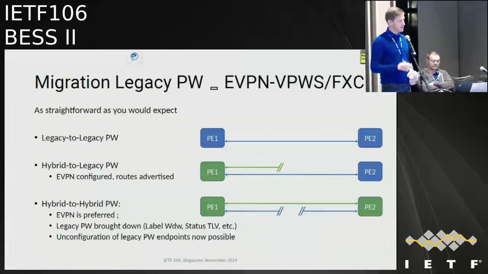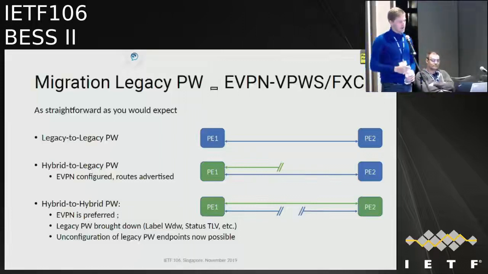So how does the migration from legacy to EVPN VPWS, or even FXC, happen? Essentially, it's as straightforward as you would expect. From a starting point of two PEs that support only legacy pseudowires, LDP or BGP-AD, we then go to a PE1 that is now a hybrid PE and supports the EVPN AFI. And as such, when you configure EVPN on this hybrid PE, in addition to the LDP or BGP-AD routes, the EVPN routes are going to be advertised. And that's represented here essentially in green.